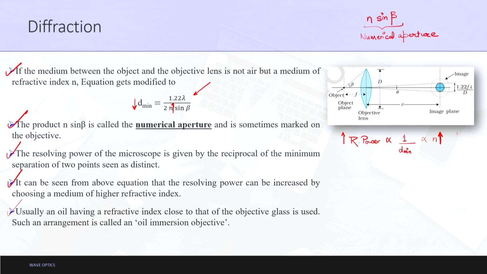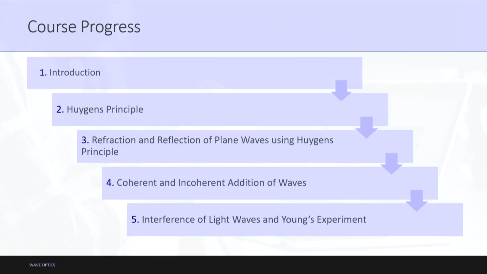Also the final concept which we understood is how the resolving power increases or decreases depending on the refractive index, as we know that the resolving power is inversely proportional to d min, and d min is inversely proportional to refractive index. So as the refractive index keeps on increasing, d min will decrease, and because d min will decrease, the resolving power will increase. So let me conclude it here.